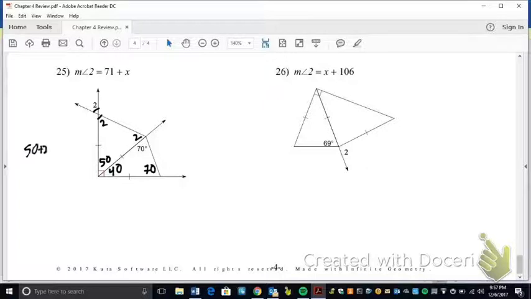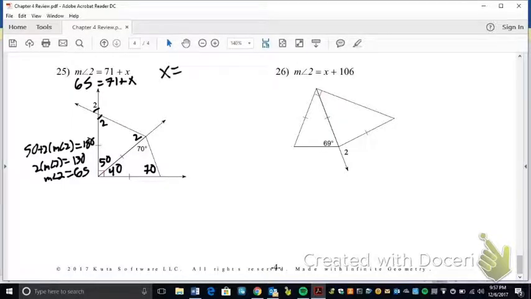So we have 50 plus 2 times the measure of angle 2 equals 180. Solve through, and we get the measure of angle 2 equals 65. Plug 65 back in. 65 equals 71 plus x. We're going to subtract 71 from both sides, and we get x equals negative 6. So, the last of the computations before we get on to proofs.